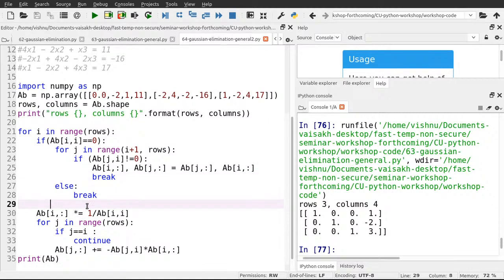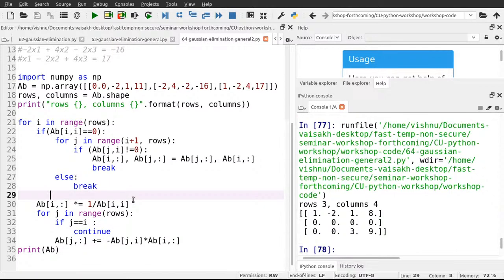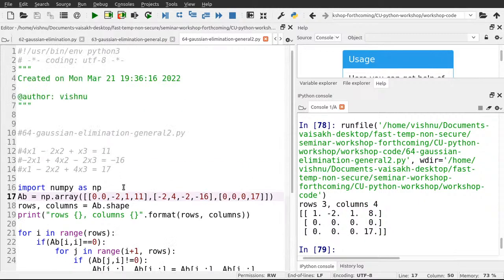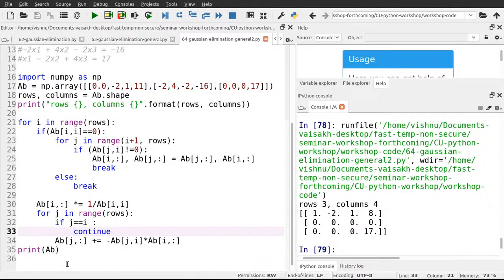Okay, I don't know if that bracket was the problem. Let us try. Suppose that we change it entirely: 0, 0, 0. It's still working. So this is the full general program that we can have. Okay, that's it.